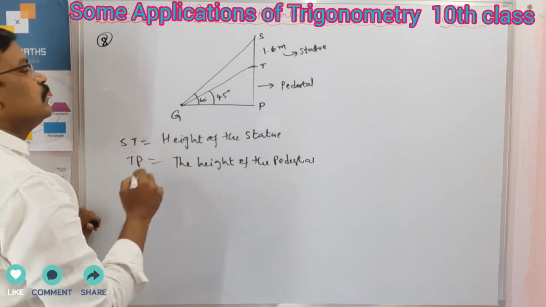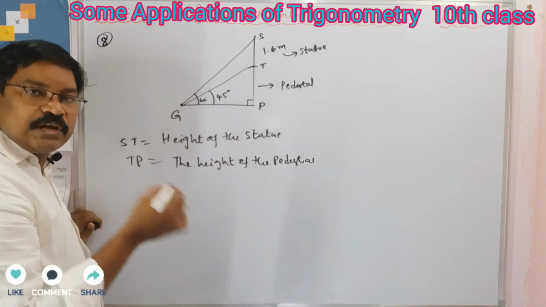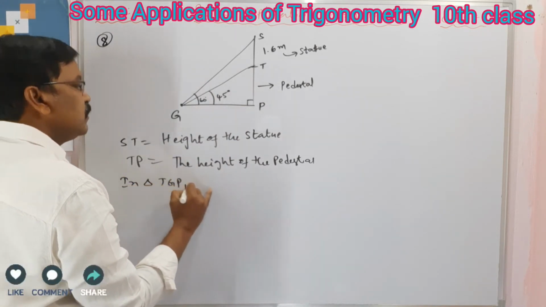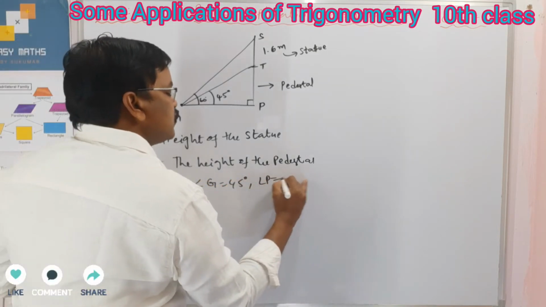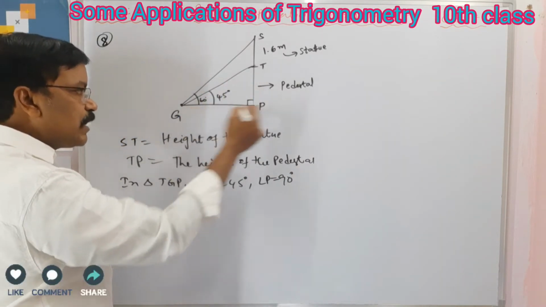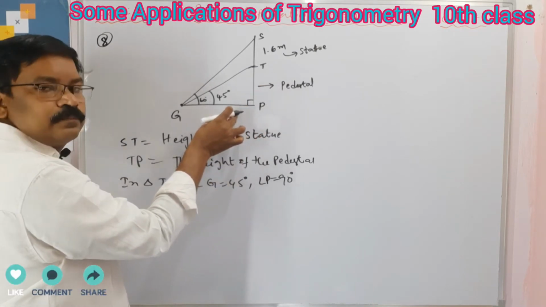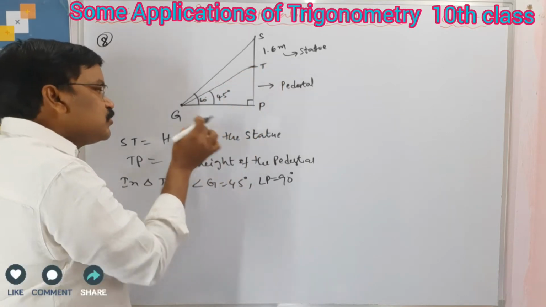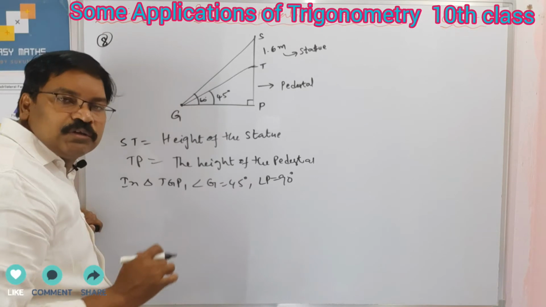So take the triangle TGP first. Of course, angle P is 90 degrees. So in triangle TGP, angle G is equal to 45 degrees and angle P is equal to 90 degrees. See, my dear students, in this triangle TGP, both are unknown. We don't know the height of the pedestal and the distance from the bottom of the pedestal to the point on the ground.